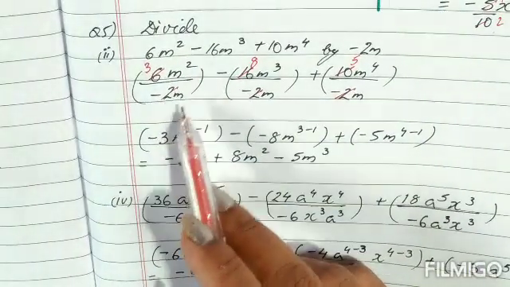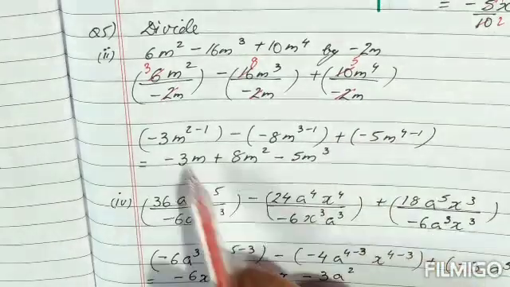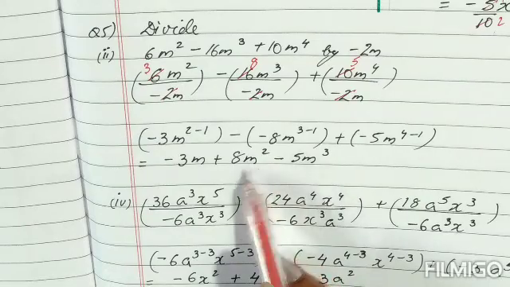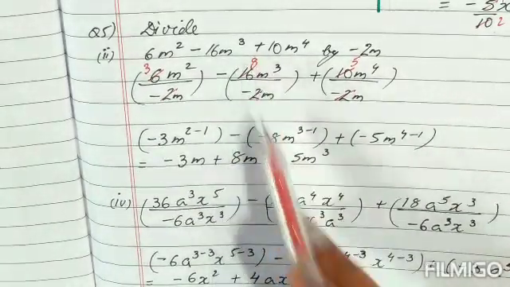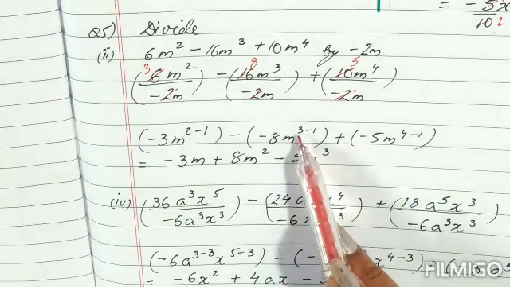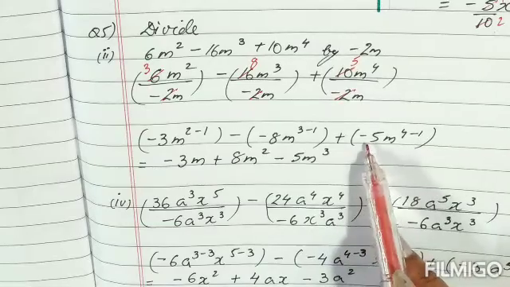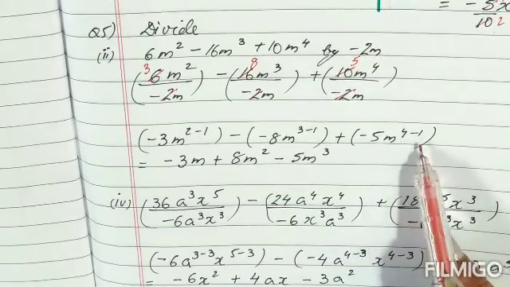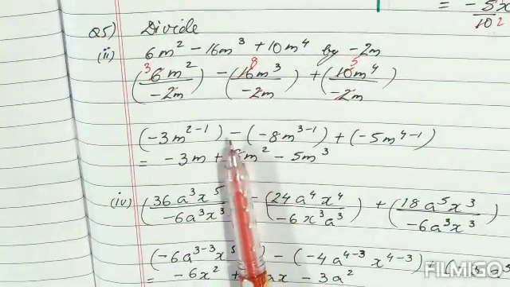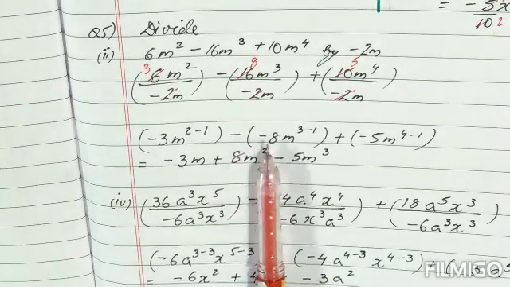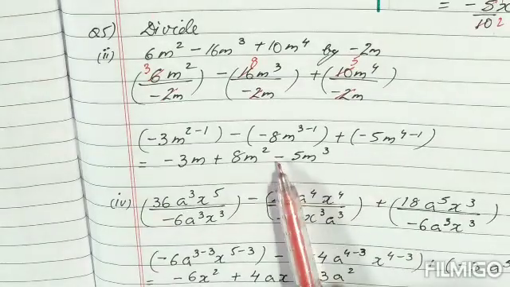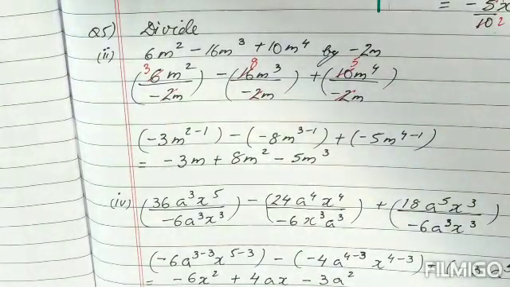Now this is also m, this is also m. At both the places we have the same term. So minus 3m to the power 2 minus 1, right? Then this minus sign and this minus will go up. So minus 8m to the power 3 minus 1, and then a plus sign, and then minus 5m to the power 4 minus 1. Then we'll come to the final answer. We are going to write that. Now one thing to be kept in mind, a minus into minus becomes a plus, and similarly a plus into minus becomes minus. So that is our answer.